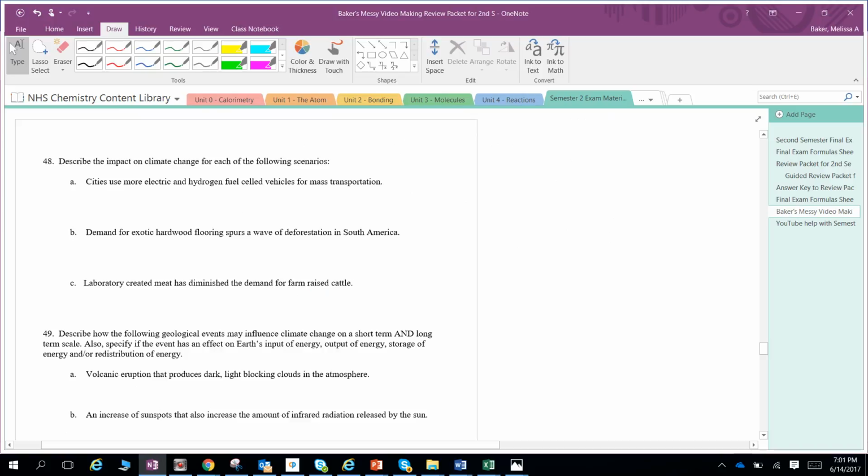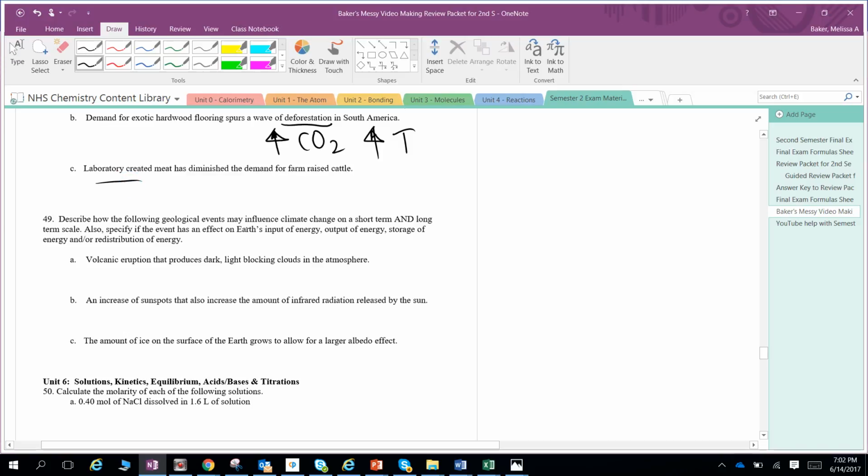Describe the impact on the climate for each of these scenarios. What if cities use more electric and hydrogen fuel celled vehicles? Well, over time that could decrease the amount of CO2 in the atmosphere, which would lower the average surface temperature of the Earth. If we get rid of a bunch of trees, that is going to increase the amount of CO2 in the atmosphere because we'll have less of those carbon sinks, and so that would have an increase on temperature.